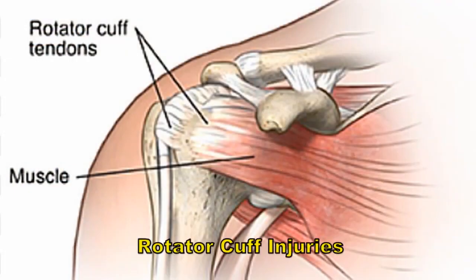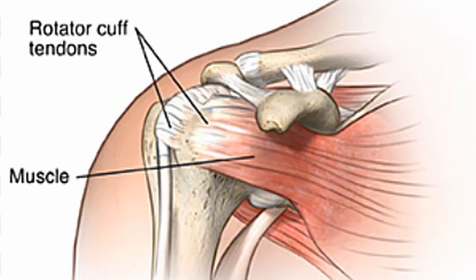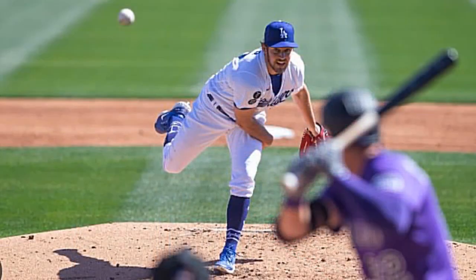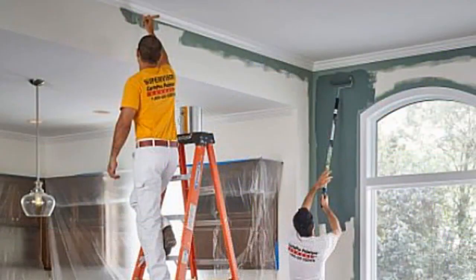Rotator cuff injuries. The rotator cuff is the part of the shoulder that stabilizes the back of the shoulder joint. Injury to this important part of the shoulder can be sudden, possibly from an accident or fall, or it can happen over time through repetitive, often strenuous motion. Rotator cuff injuries have ended the career of many professional baseball pitchers, but people in other professions, like house painting, are also prone to this condition.